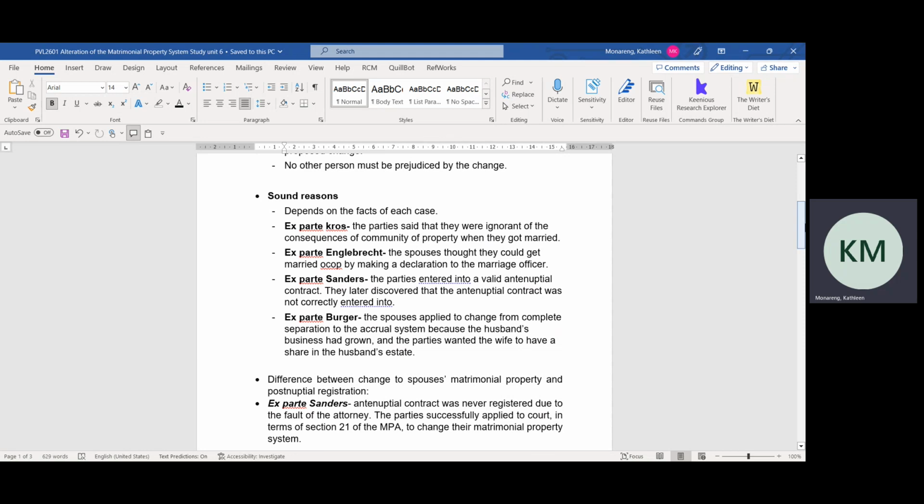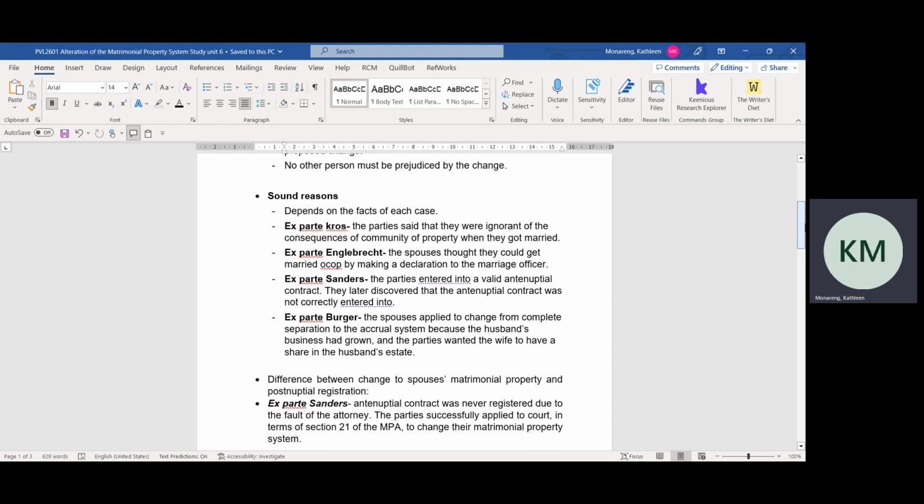So basically, the argument was they were not aware that they had to enter into an antenuptial contract. They merely assumed that they should just make a declaration in front of the marriage officer who was solemnizing their marriage. And in Ex parte Sanders, the parties entered into an antenuptial contract. However, they later discovered that it was not properly entered into. There was a mistake, and as a result, it nullified the antenuptial contract that they had entered into.